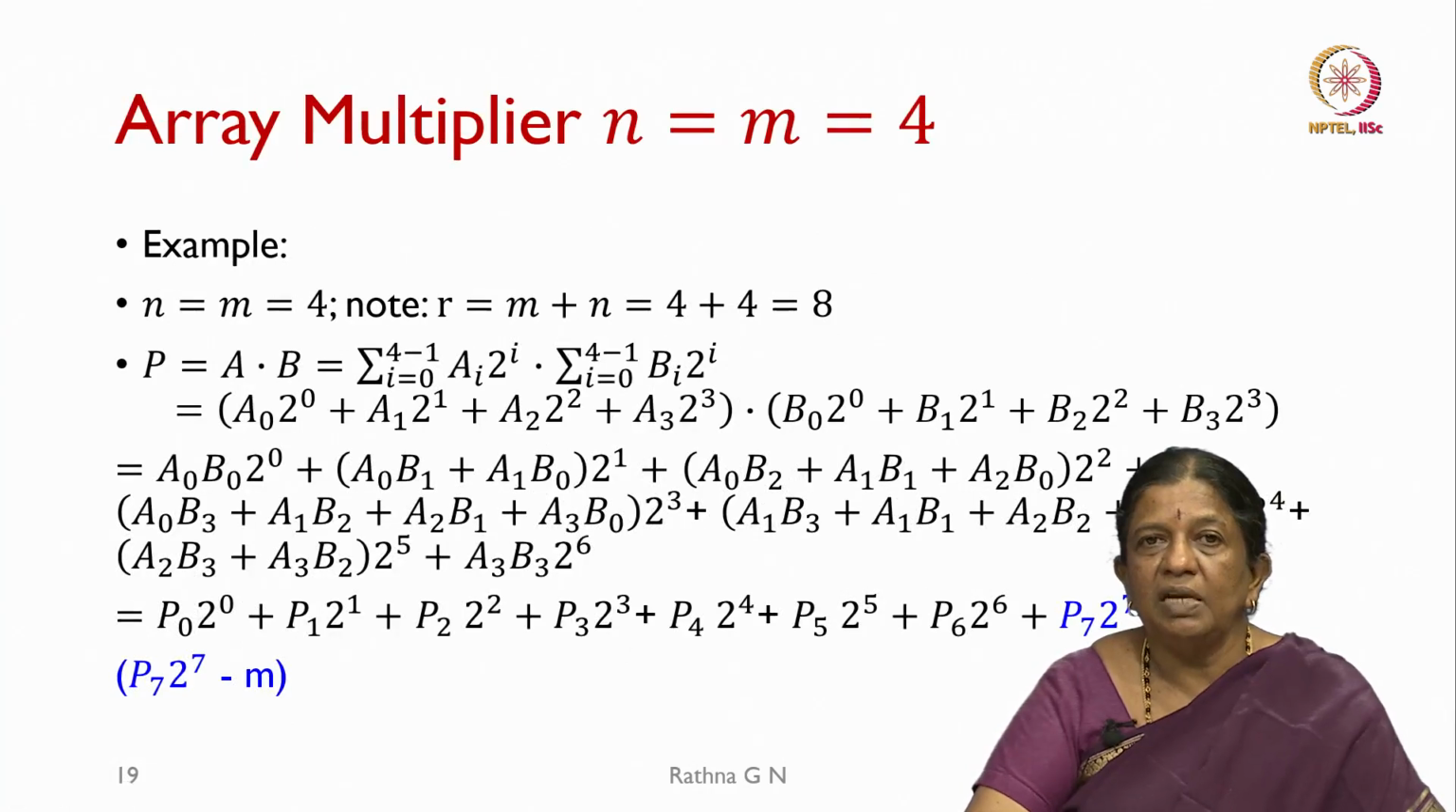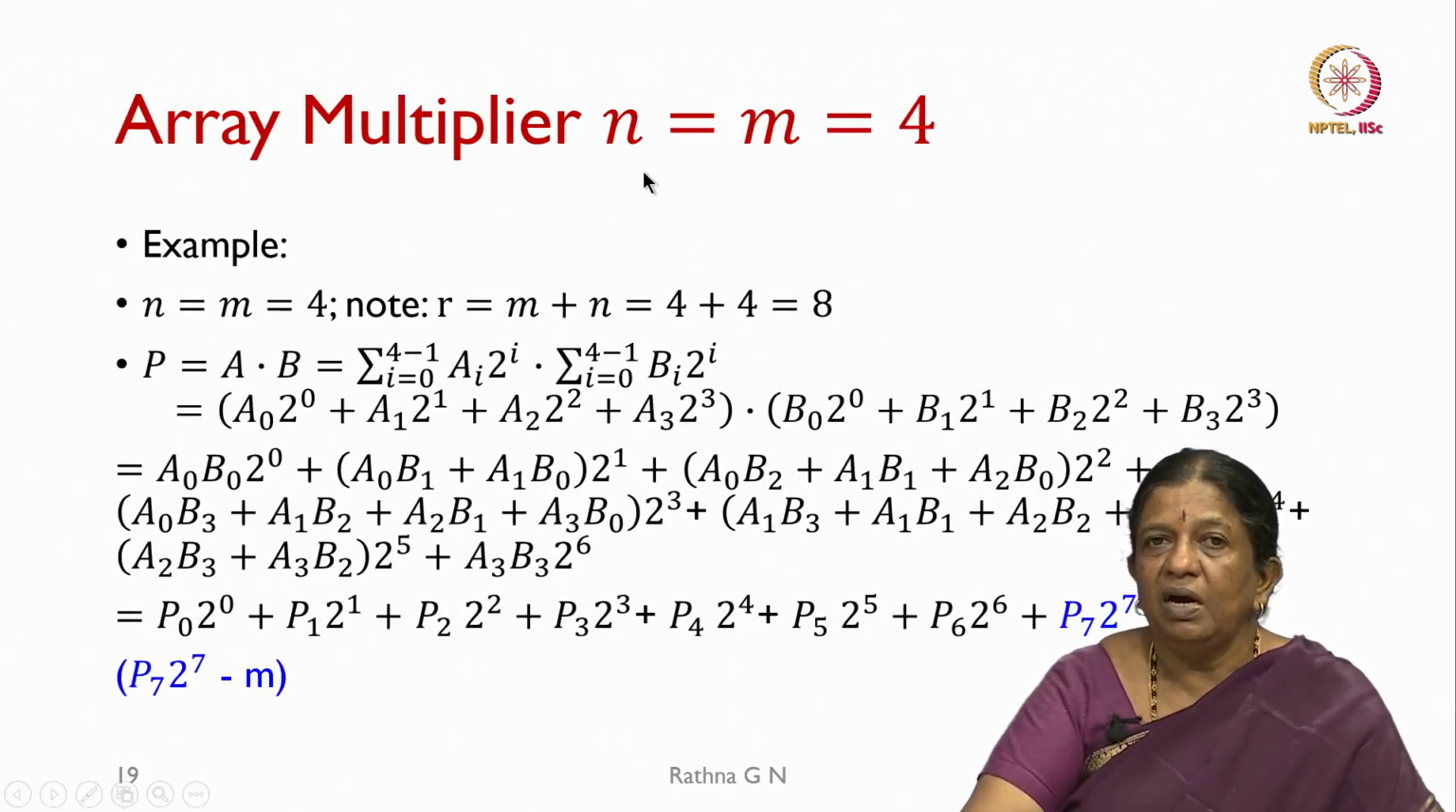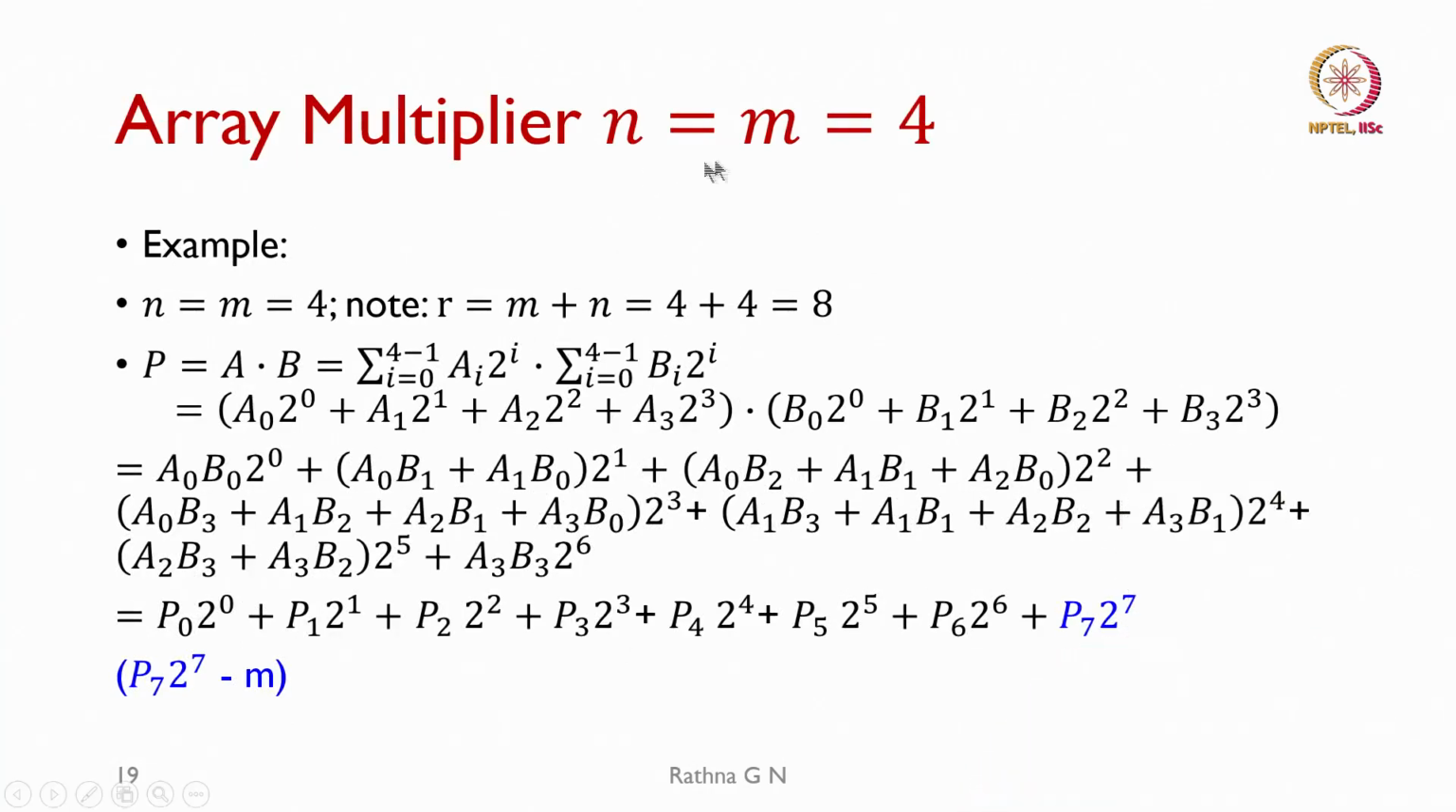So, how to do that? We will take an example. In this case, I have taken N equal to M equal to 4, both of them are the same. So, then we know that we need R equal to M plus N at the maximum, that is 8 bits. Do we need that? We will see with the expansion of our multiplication.